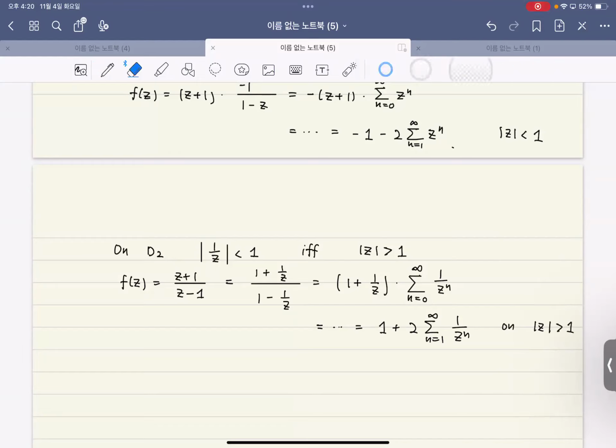Okay, so let me look at this. This is clearly the Laurent series, and it does not contain any positive powers of z. It only contains the negative powers of z. But this is the Laurent series.